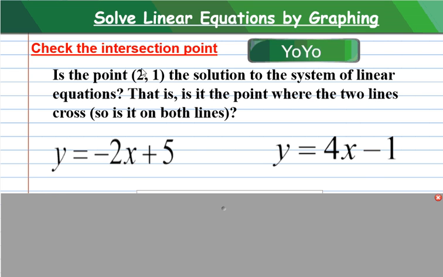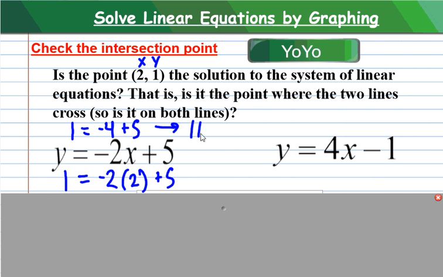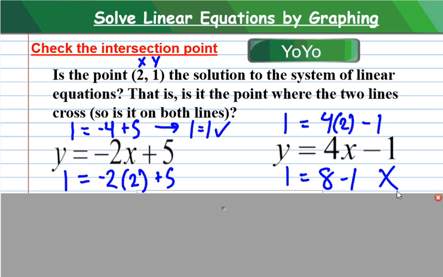Okay, here we go. I need to put 2 in for x and 1 in for y. Let's check. Does 1 equal negative 2 times 2 plus 5? Well, negative 2 times 2 is negative 4, and negative 4 plus 5 is equal to 1. So we get 1 equals 1, and it works for the first one. If I put 2 in for x and 1 in for y in the second one, though, I end up getting that 1 is equal to 8 minus 1, and that is false because 1 doesn't equal 7. So this is not the solution to that system.